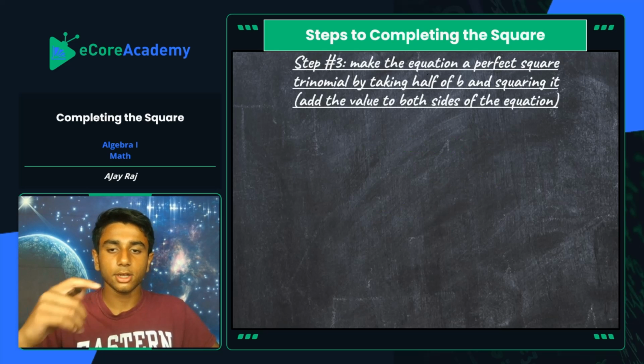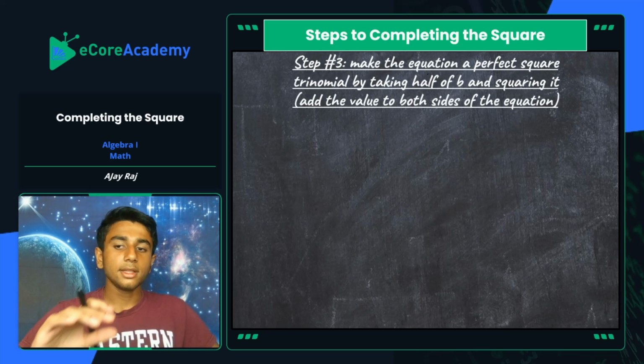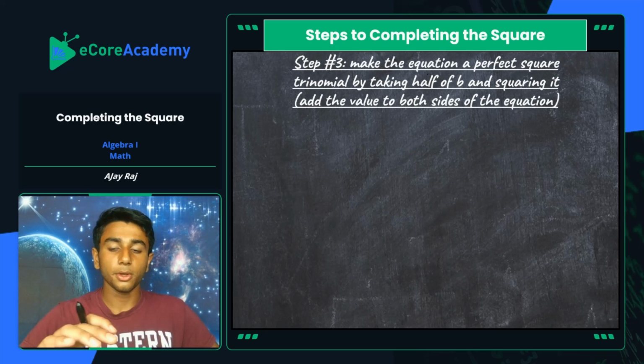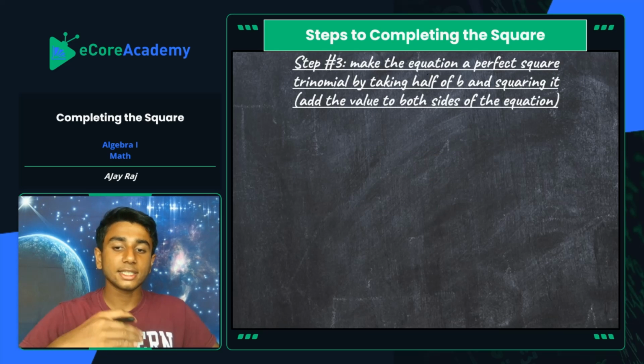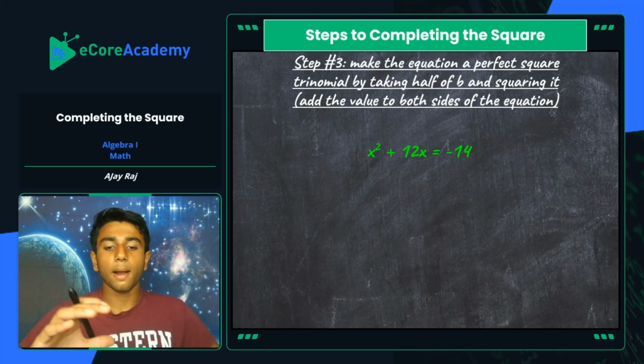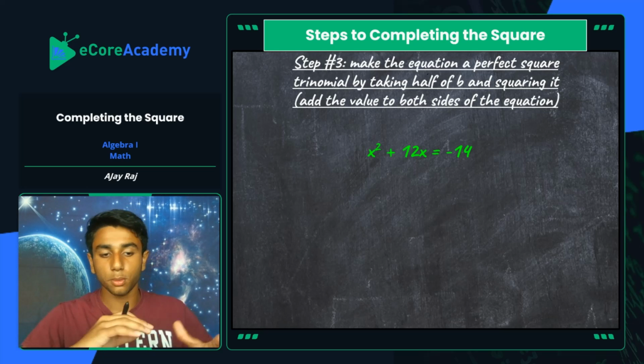All right, now let's take a look at step number 3. Now we're going to make the equation a perfect square trinomial by taking half of b and squaring it, and then we're going to add the value to both sides of the equation. So this is more of the property of completing squares. This is the formula that you're given.